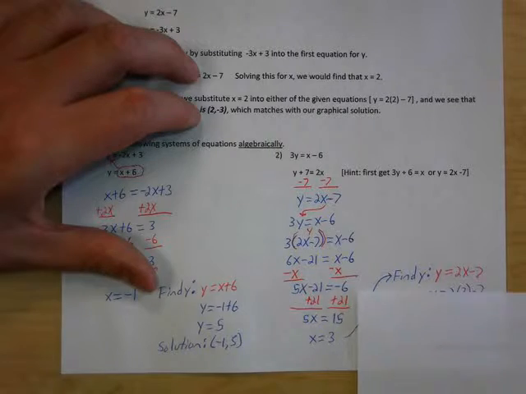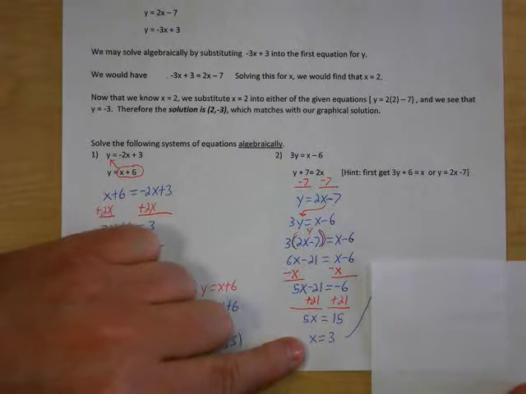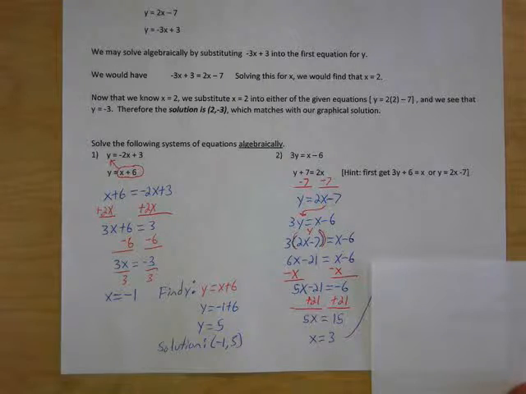Again, I'm just going to put the answer up there. We end up getting x equals 3. If you need to pause the video, go ahead, but for the sake of time, I'm just going to keep on moving forward. Now that we have x equals 3, we know the x value where the intersection, or the solution, is. Now we need to find the y value.